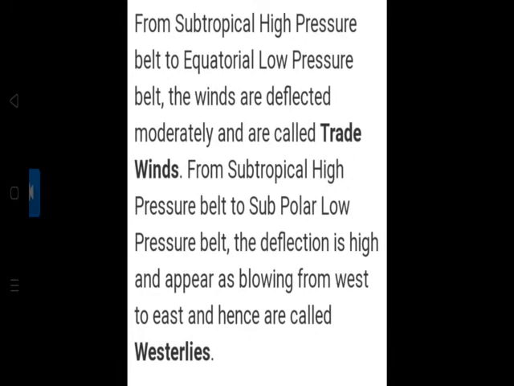From the subtropical high pressure belt to the equatorial low pressure belt, the winds are deflected moderately and are called trade winds. From the subtropical high pressure belt to the subpolar low pressure belt, the deflection is high and the winds appear as blowing from west to east and hence are called westerlies. This we'll get into in more detail.